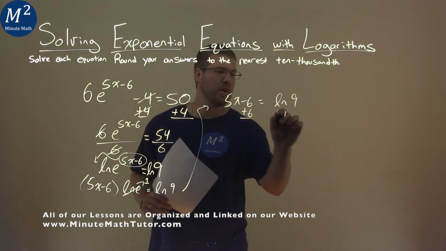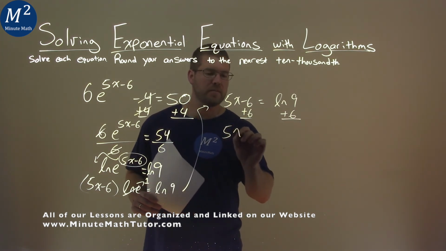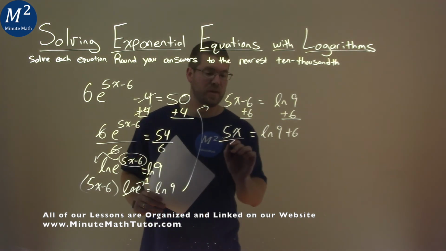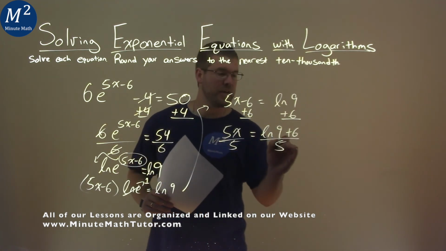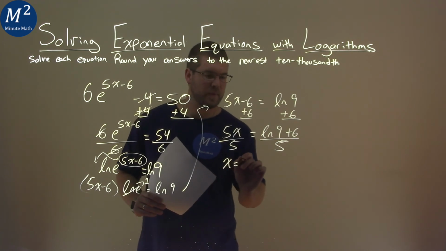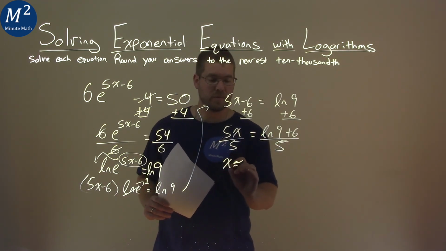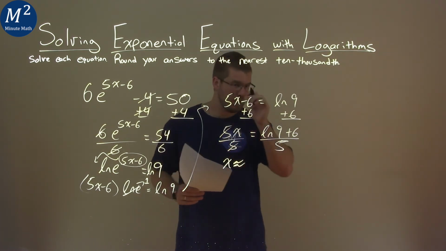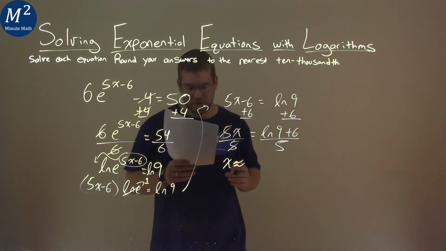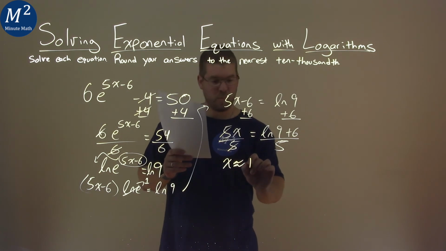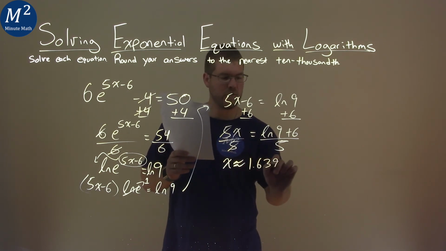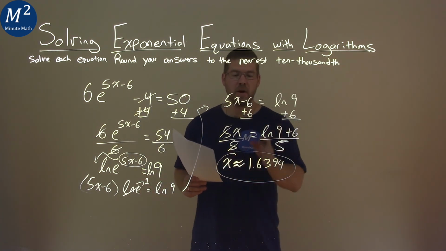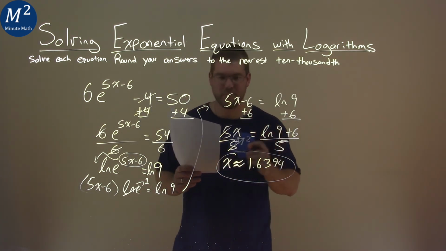Add a 6 to both sides. 5x equals natural log of 9 plus 6. Divide both sides by 5, and x is now by itself. X is equal to, and this is actually approximate here, we're going to use our calculator here. Natural log of 9 plus 6 divided by 5 comes out to be approximately a 1.6394. And so our final answer here is x is approximately equal to 1.6394.